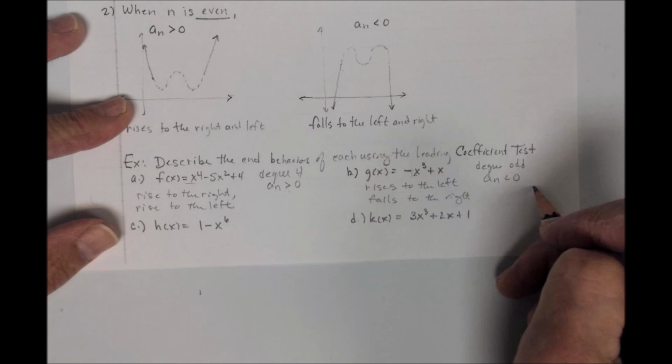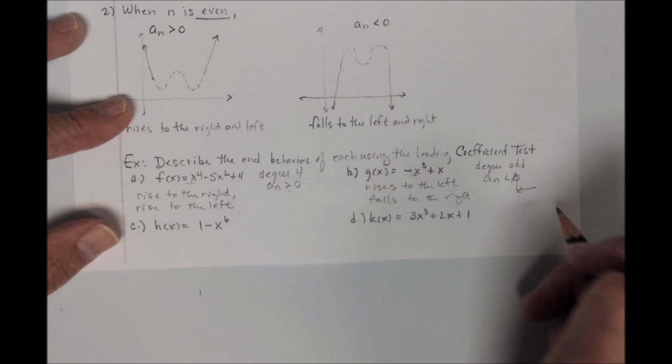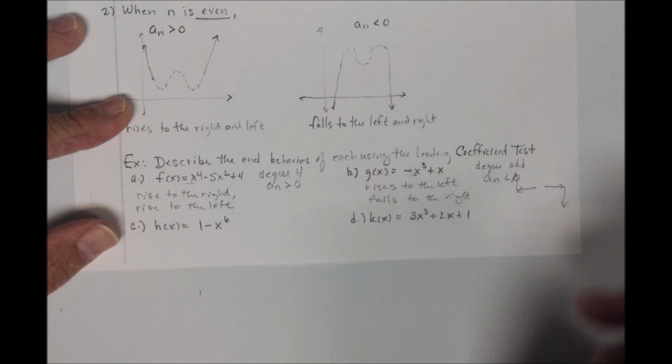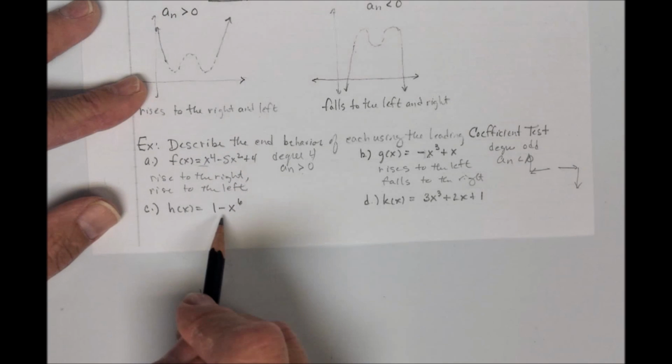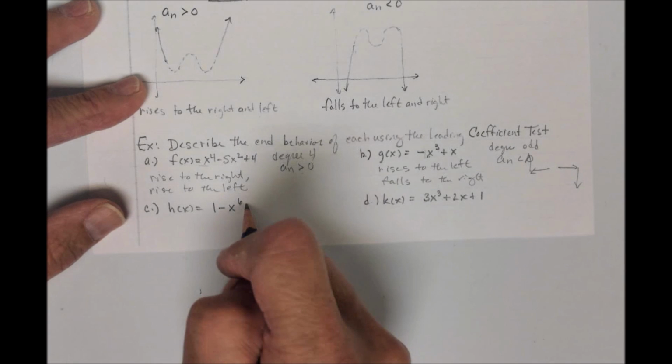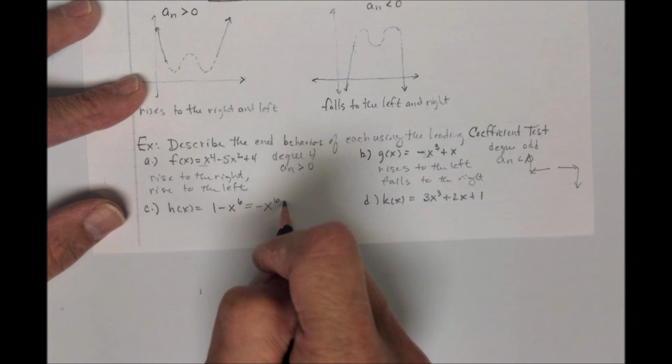It rises to the left, it falls to the right. Okay? You can see that. There we go. All right, now this guy is not in descending order. The first thing I would do is maybe think of them in descending order by rewriting it.